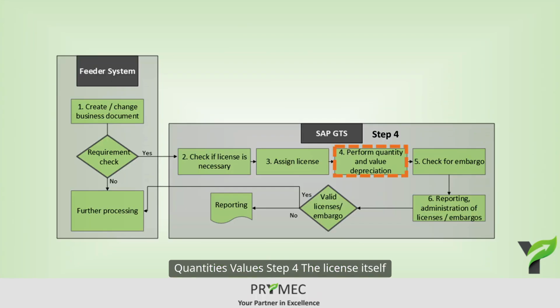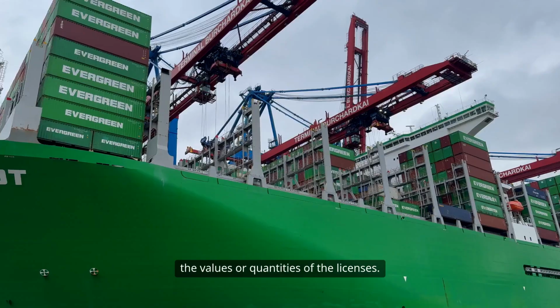Values. Step 4. The license itself contains information about permitted exports or imports in terms of quantities and values. When the business document is posted in the feeder system, SAP GTS depreciates the values or quantities of the licenses.